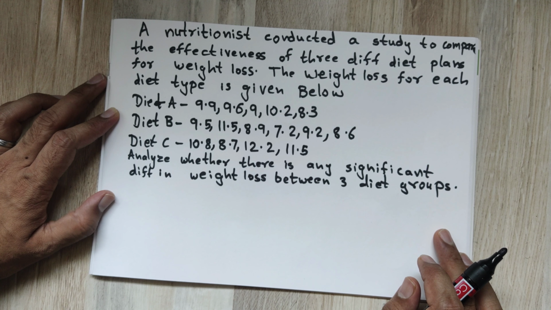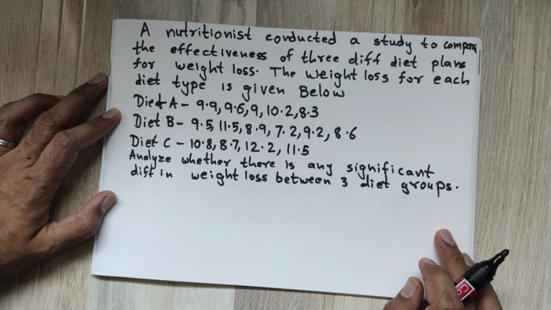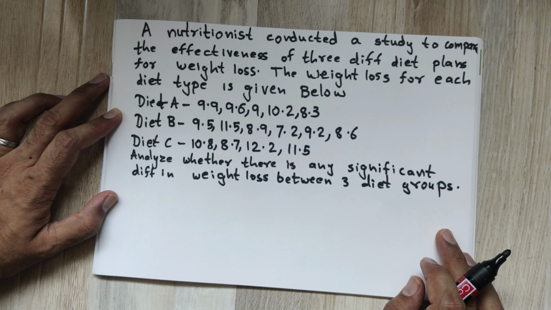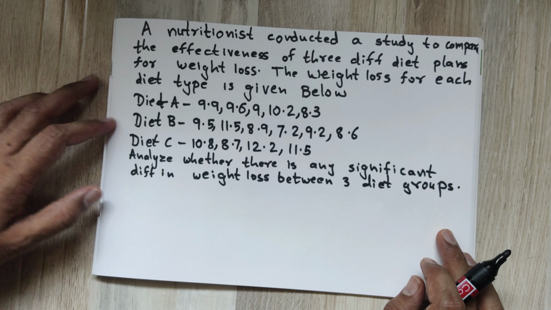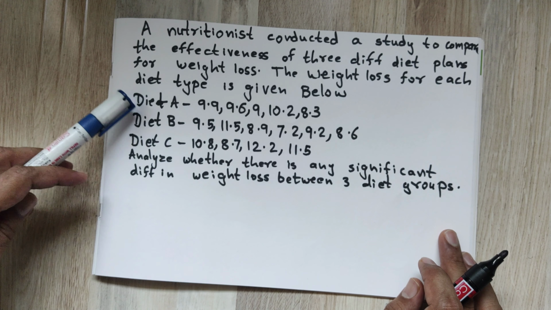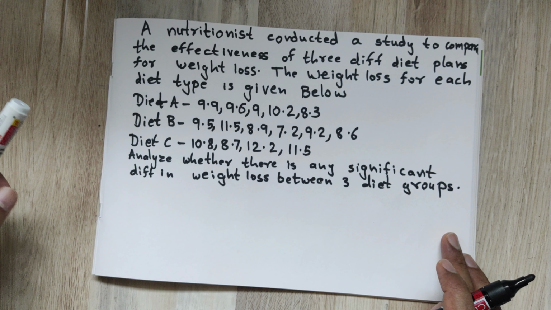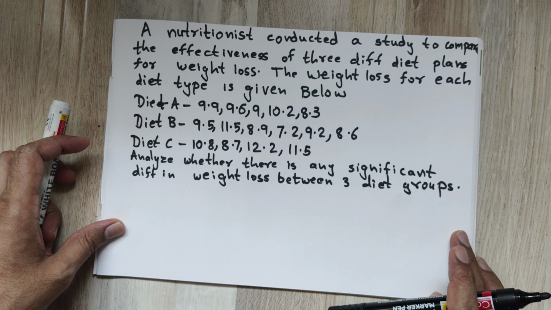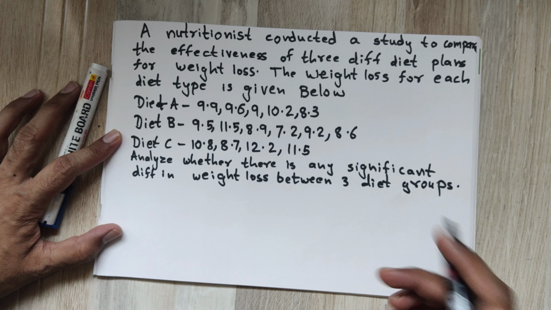This is the example that we are solving. There is a nutritionist who has 3 types of diet plan, and he wants to compare whether the weight loss from each diet plan is the same or whether there is any difference. So we want to check whether there is any significant difference between the diet plans. The weight loss for all the 3 types of diets, A, B and C, is given here. The first thing we will do is find the mean of all the samples.